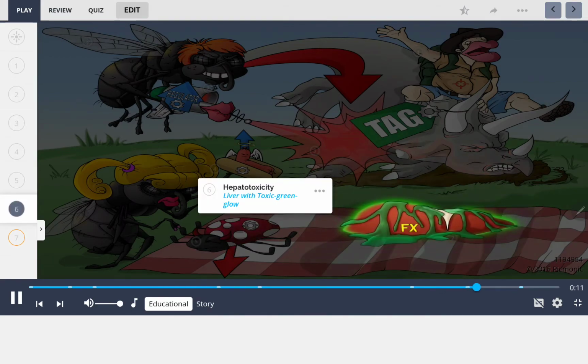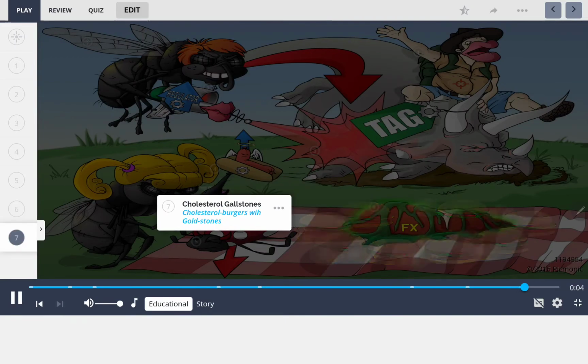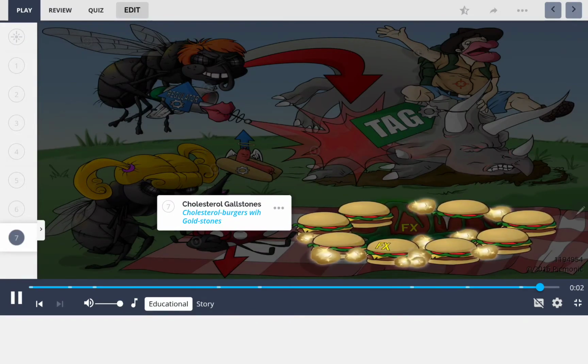Side effects of these medications include hepatotoxicity, portrayed by the liver with a toxic green glow, and cholesterol gallstones, shown as cholesterol burger goldstones.